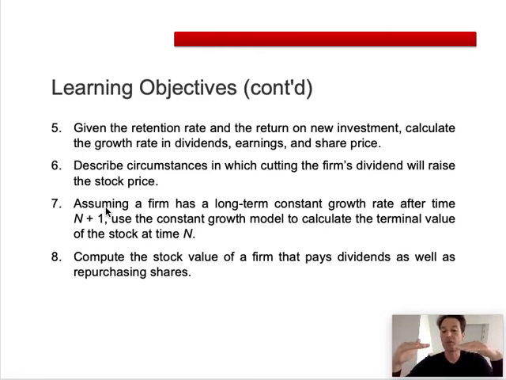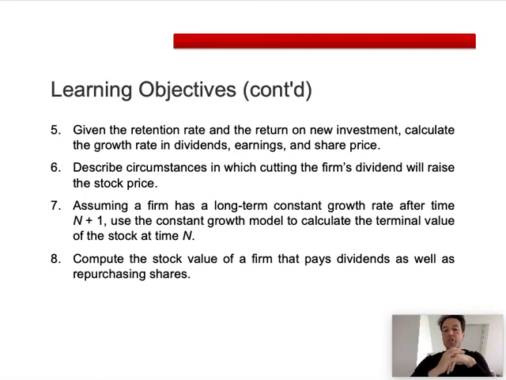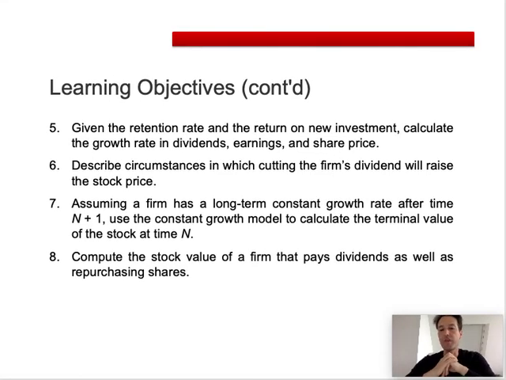But here we have 2 periods in which we have different kinds of growth rates. And here we're going to apply the terminal value to calculate the present value of a stream of dividend payments with a constant growth rate after a specific period in time. In the last learning objective, we're going to compute the stock price of a firm that pays dividends as well as buying back shares. Now please open the next video that is called the dividend discount model.